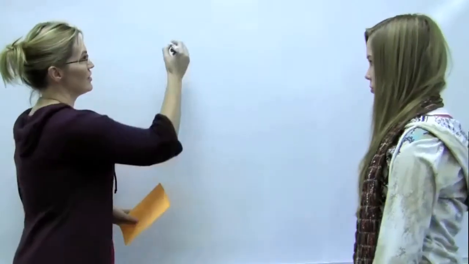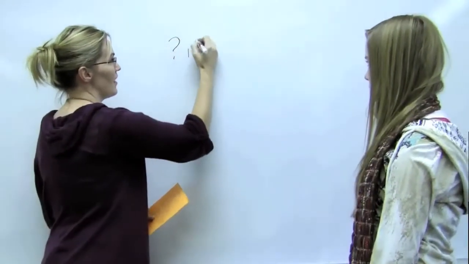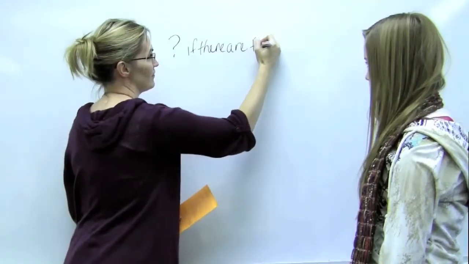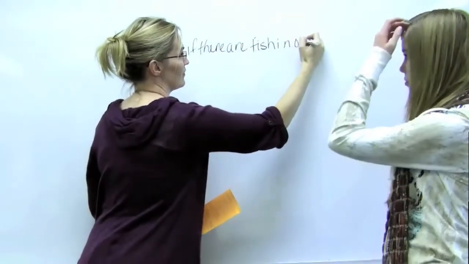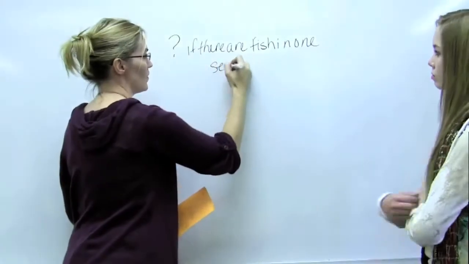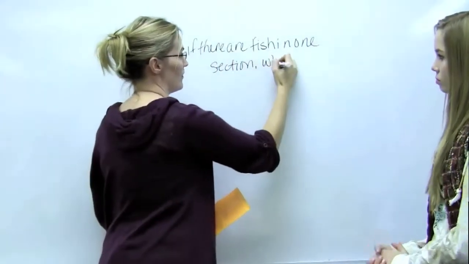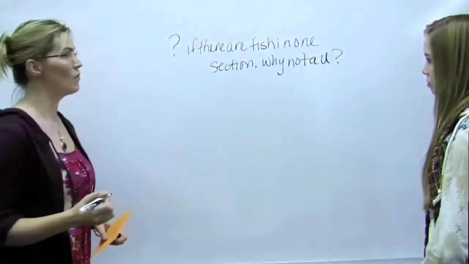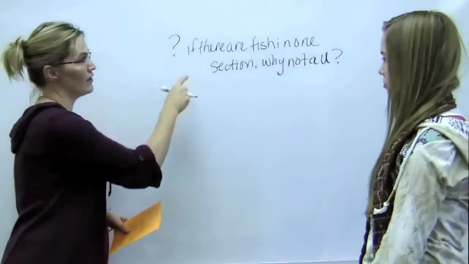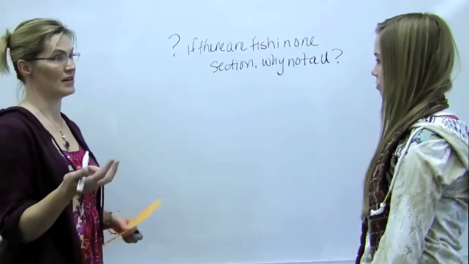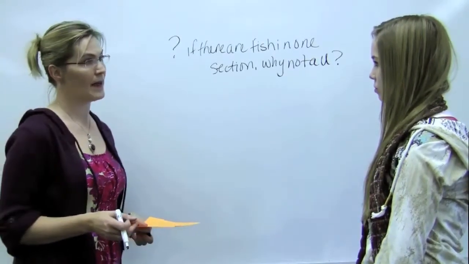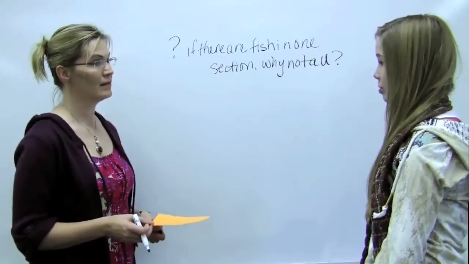Okay, so that's a really good start. So your first question is, if there are fish in one section, why not all? Right? Did I get that? Okay. So where do you know there's fish versus not fish? Is there any details you have about that, or any research that you've done about that? I haven't done very much research yet.